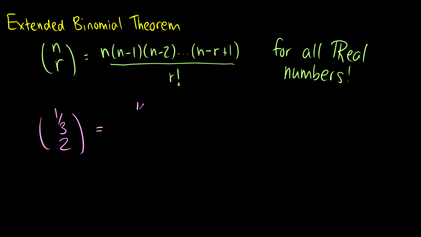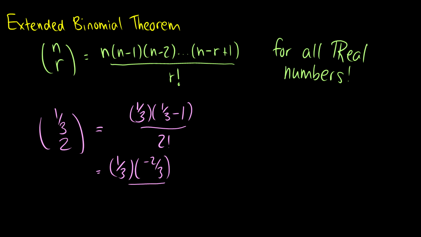So we have 1/3 times, well, we want 1/3 minus 1 now, and we only wanted 2 terms, so that's good for the top. And we're choosing 2, so it's over 2 factorial. So this is just going to be 1/3 times negative 2/3 over 2 factorial, which is the same as negative 2 over 9 all over 2 factorial. So this is going to be negative 1 over 9. So 1/3 choose 2 is negative 1/9.